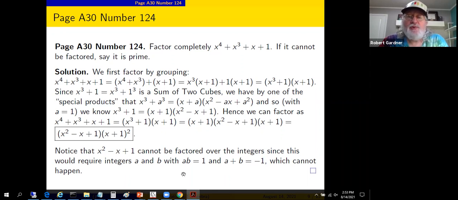But there are no integers a, b such that a times b equals 1 and a plus b equals negative 1. The only thing we could choose integers wise is 1 and 1 or negative 1 and negative 1, and neither of those pairs makes this true. So that's the reason this is prime over the integers. Maybe it factors somewhere else. It definitely factors over the complex numbers, but it doesn't factor over the integers, and that's our conversation here. So here we've got this written as a product of powers of prime factors.